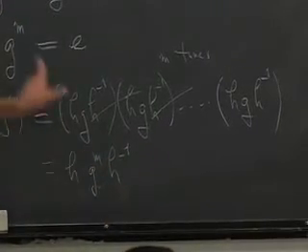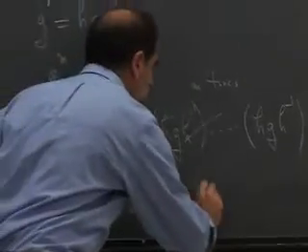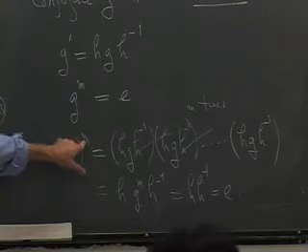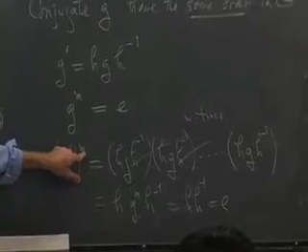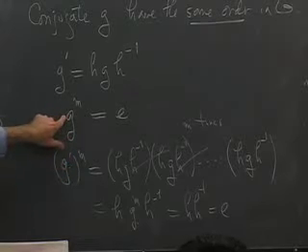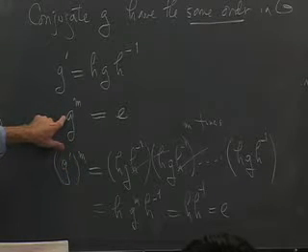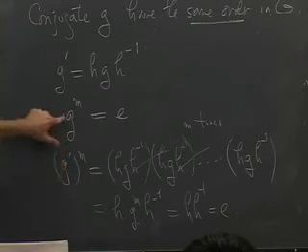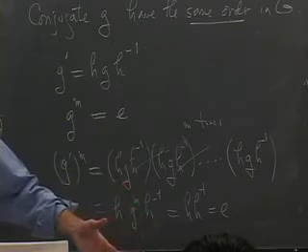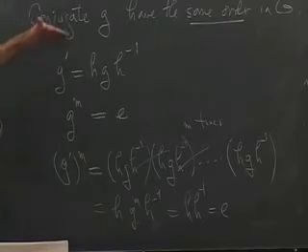And g to the m is the identity, so this is just h inverse, which is just the identity, which shows that the mth power of g prime is the identity. But that shows the order of g prime is less than or equal to the order of g. But then you do the converse, and you show the order of G is less than or equal to the order of G prime, so they're equal. So conjugate elements have the same order.